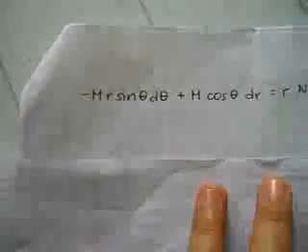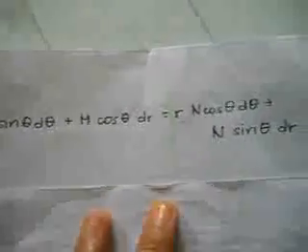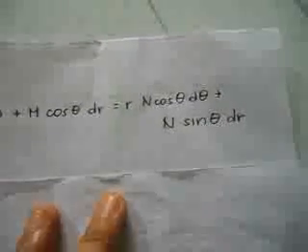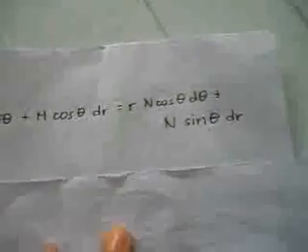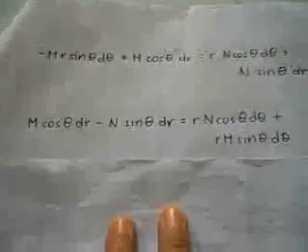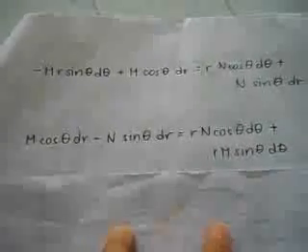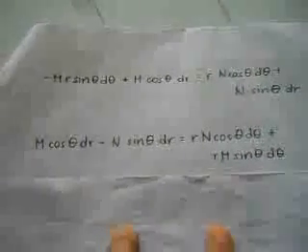And after distribution, we got negative M r sine theta d theta plus M cosine theta dr equals r N cosine theta d theta plus N sine theta dr. And then, since we are going to prove that this is a separable equation, we are going to try to separate all the expressions with the thetas on one side and all the expressions with the r's on the other side. So we have done that here. We have M cosine theta dr minus N sine theta dr equals rN cosine theta d theta plus rM sine theta d theta.